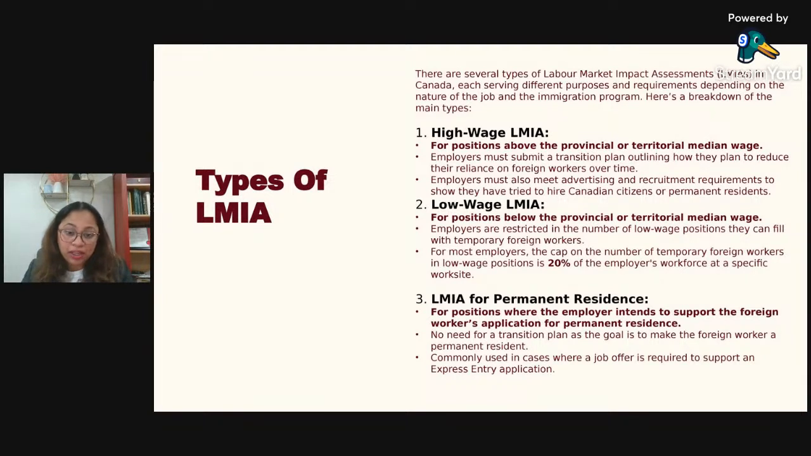And LMIA for PR is for positions where the employer intends to support the foreign worker's application for PR. There is no need for a transition plan for this, but they're commonly used in cases where a job offer is required to support an Express Entry application. And of course, there are other LMIAs like the seasonal workers, agricultural stream, and caregivers, for example. But we're just talking about the generic different types of LMIA applications here.